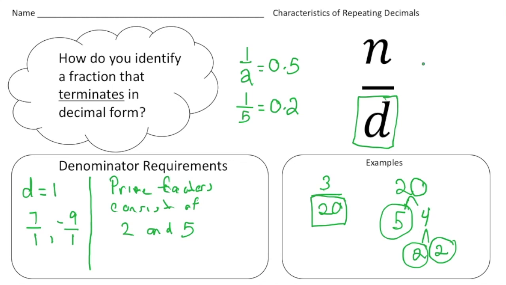Let's say, for example, we have another one. How about 4/50? Before we test the 50, we wanna make sure this fraction can be reduced. So 4/50 can be reduced by 2, so it's gonna be 2/25. And now our 25 can be factored down to a 5 and a 5. So 5 is the only prime factor. Because it's either a 2 and a 5 or both, 4/50 would be a terminating decimal.